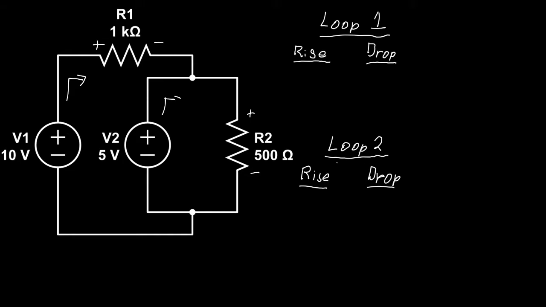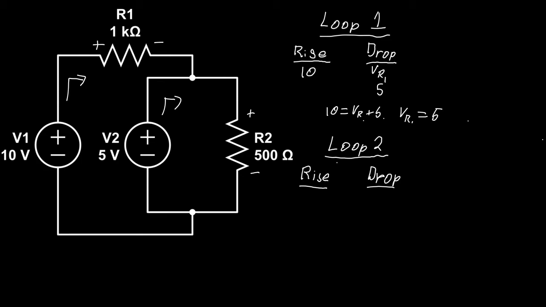For loop 1, let's start here. So moving clockwise, we go from negative to positive across V1, so that's a 10 volt rise. Then from positive to negative across R1, so that's a drop of VR1 volts. So finally we go through V2 but from positive to negative, so that's a drop of 5 volts. So 10 equals 5 plus VR1, and so VR1 is equal to 5 volts.